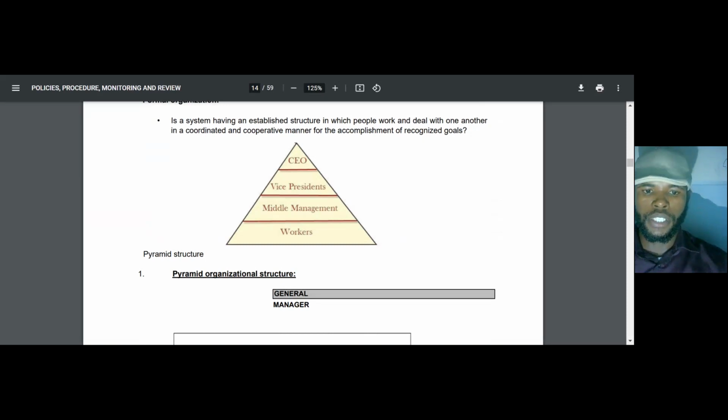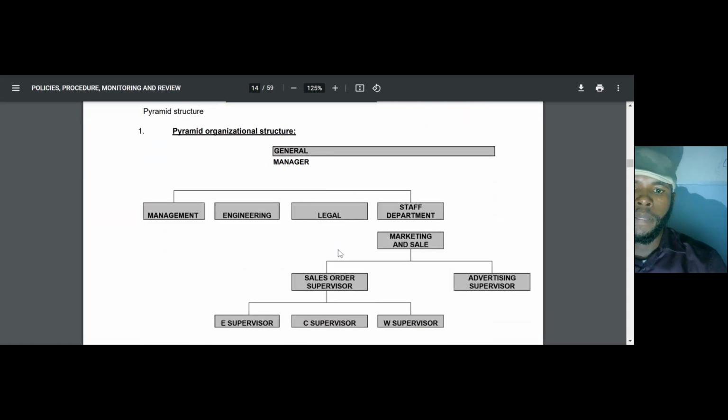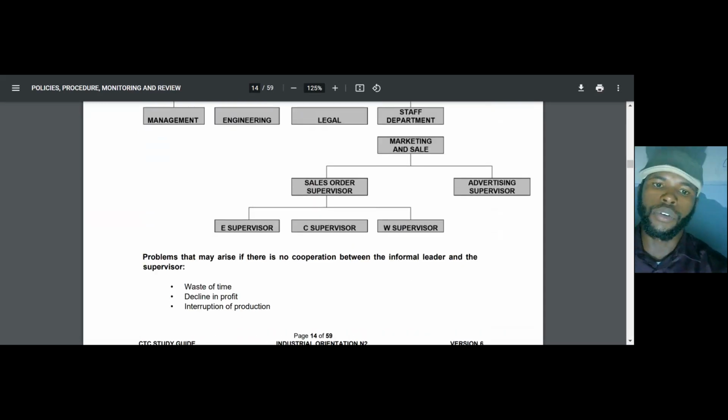Now, the pyramid organizational structure: we've got the general manager. Under the general manager, we've got management, engineering, legal, staff department, and marketing and sales. Under those, we've got the sales order supervisor and the advertising supervisor. Under the sales order supervisor, we've got the E supervisor, the C supervisor, and the W supervisor.